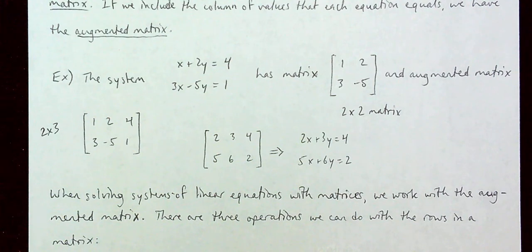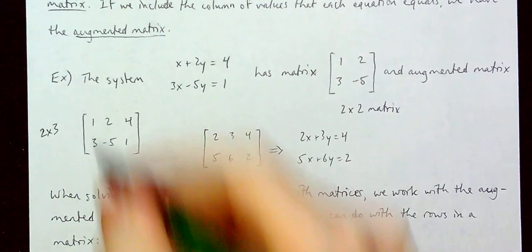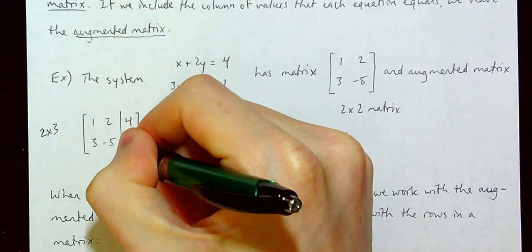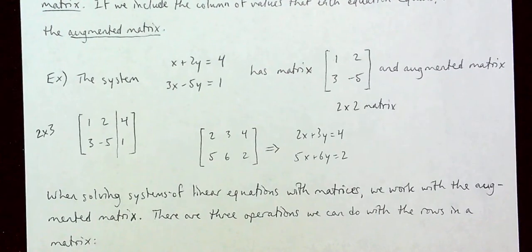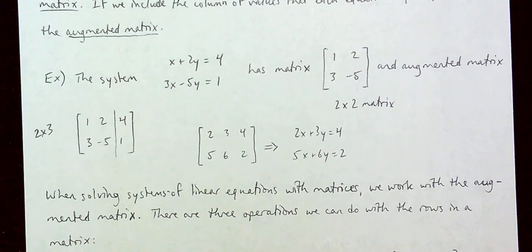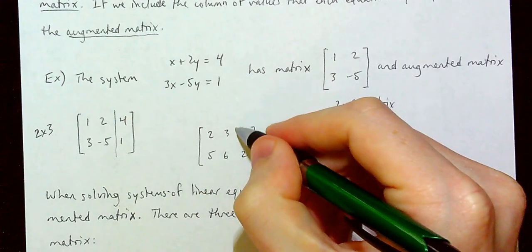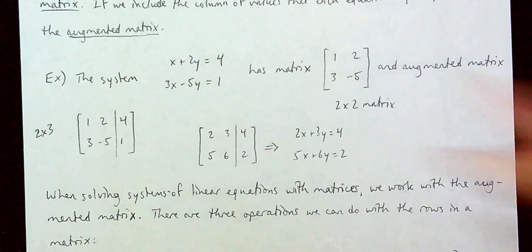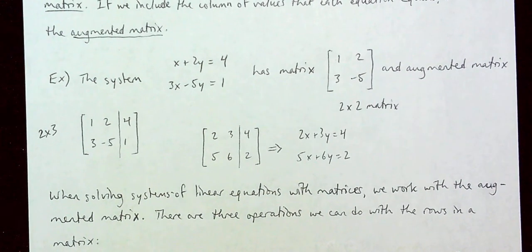Sometimes, to be more clear that it's an augmented matrix, in some books you'll see either a solid vertical line or a dashed vertical line before that last column. This is just one other thing that they can use to show that this is the augmented matrix.